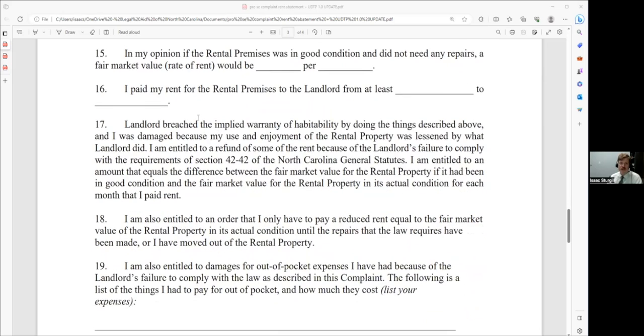It's also important for the tenant to tell the court how much rent they actually paid there. So this says 16, I paid my rent to the landlord from at least this date to that date. Maybe the tenant's been paying the rent the whole time. Maybe the tenant hasn't paid for the last couple months, but paid for 8 months before that. It's just important for the court to know when you started paying rent and when you stopped paying rent. Because again, you can only get money back for the months where you paid the rent, right? If a tenant's living in a property but is not paying rent and there's problems, the amount the tenant can get back is limited to how much they actually paid.